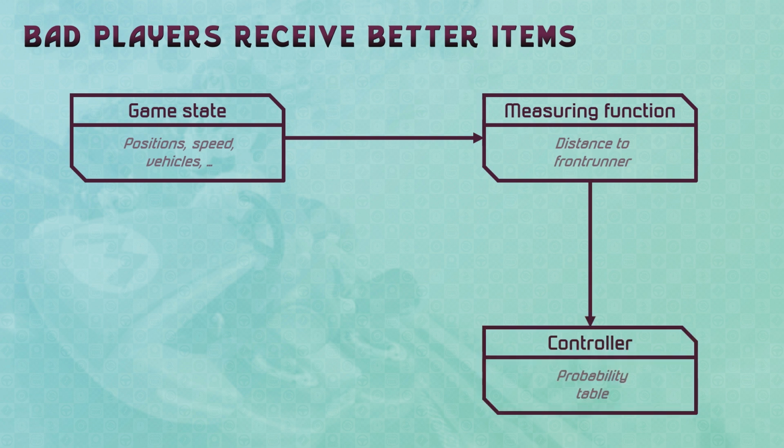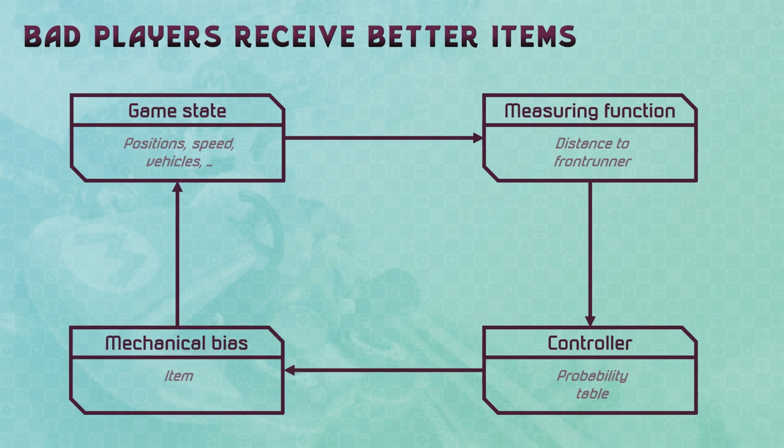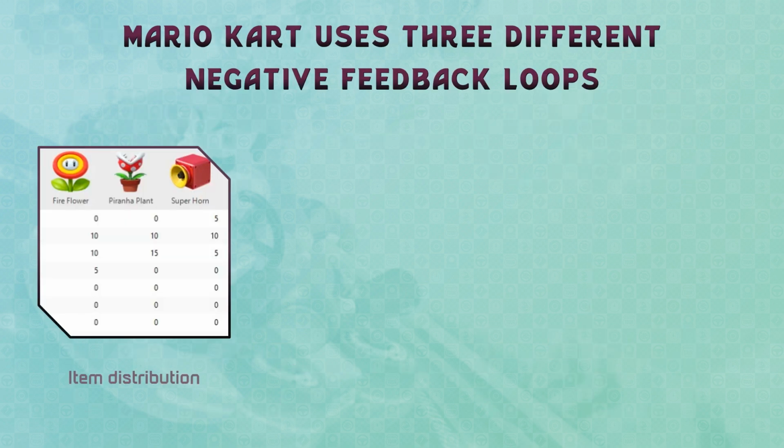Then the controller here would be the probability table that I showed you that determines, based on the distance, which items have which probabilities. And the mechanical bias that is introduced is just the item that we get and that we can use to then affect the game state. So item distribution is our first negative feedback loop here.